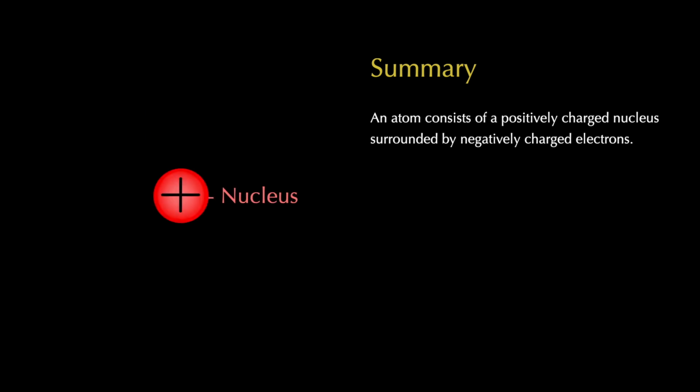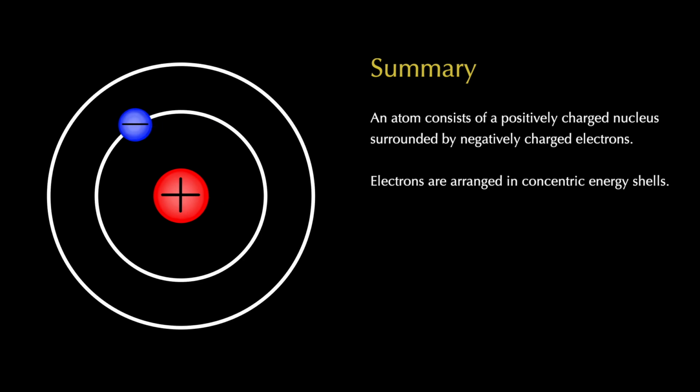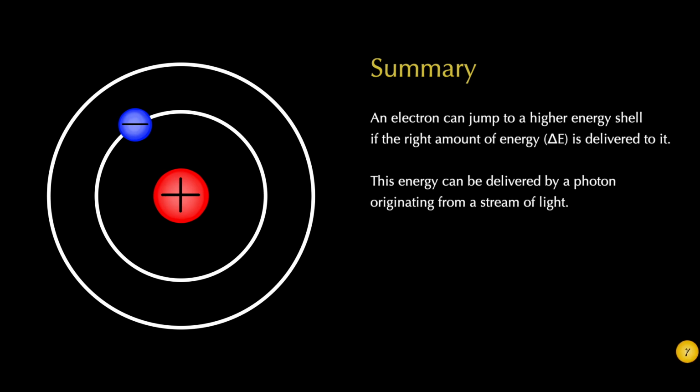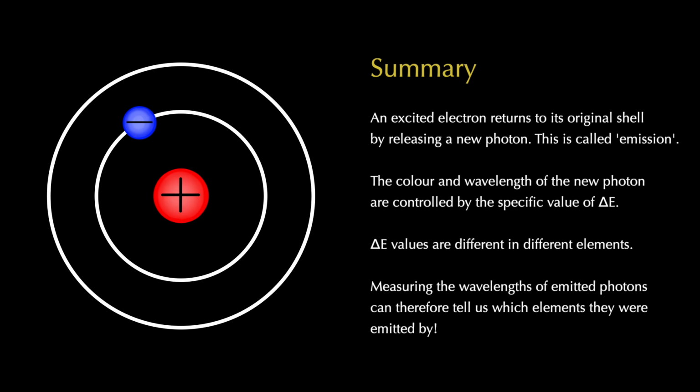Bohr's model of the atom describes a positively charged nucleus surrounded by negatively charged electrons. The electrons are arranged in circular energy shells. Each shell is associated with a specific amount of energy and located at a specific distance from the nucleus. An electron can jump to a higher shell if it is given the right amount of energy by an incoming photon. However, it can't stay there for long and will jump back down, releasing another photon in the process. Because the specific energy levels are different in different elements, if we capture this new photon, we can work out which element the atom belongs to.